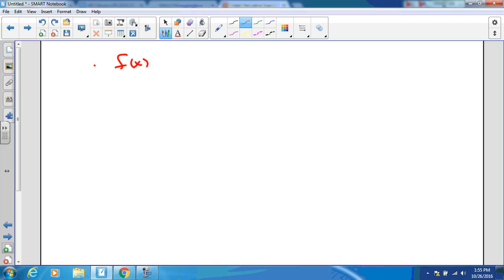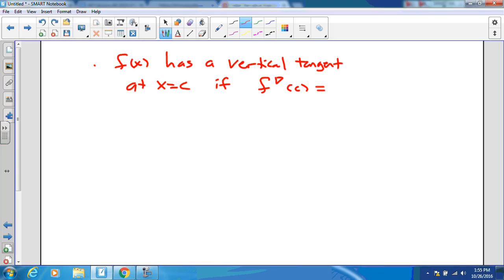The third type, we're going to say that f of x has a vertical tangent at x equals c, if the derivative at c is positive infinity, or the derivative at c is negative infinity. Now I want to take a minute to consider what this means.